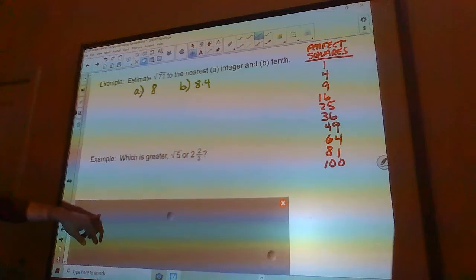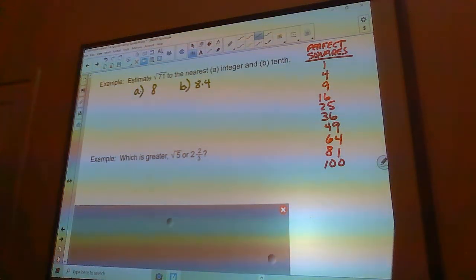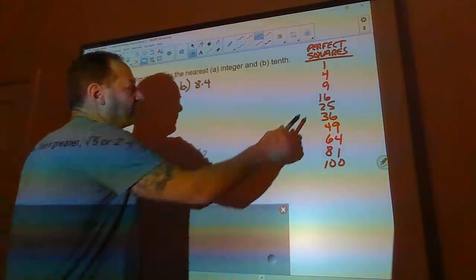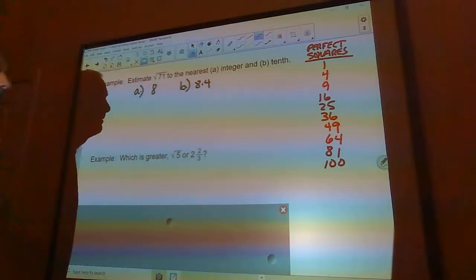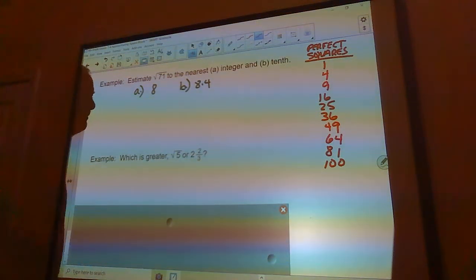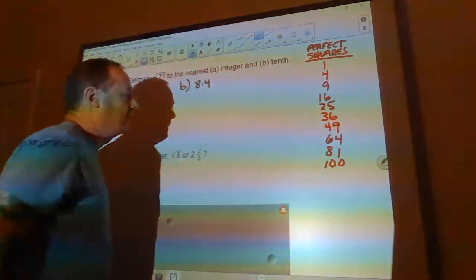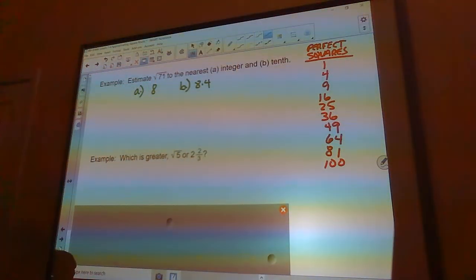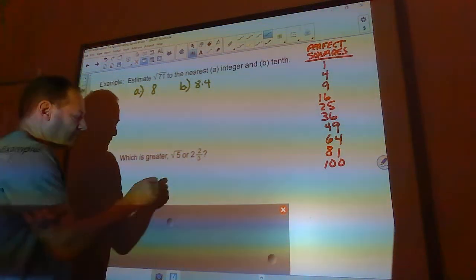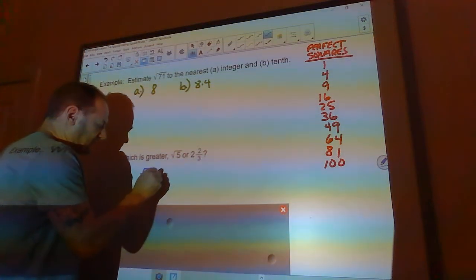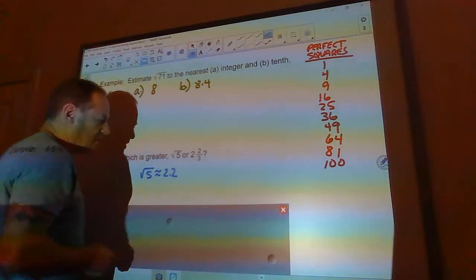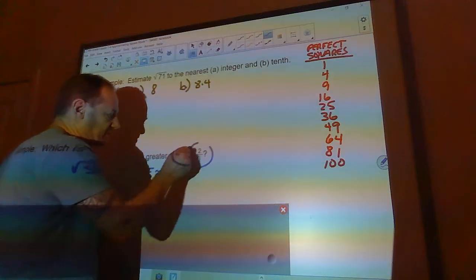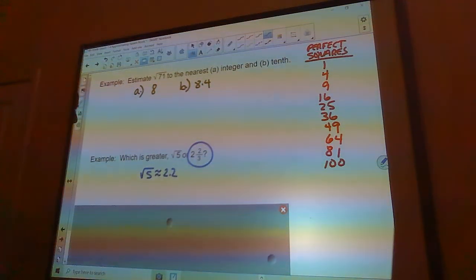Okay. Now, which is greater, the square root of 5 or 2 2/3? So the square root of 5, if I look on here, that's pretty close to 4. It's a little bit bigger than 4. But it's way less than 9, relatively speaking. So this thing is going to be very close to 2. I would guesstimate about 2.2. So square root of 5 is approximately equal to 2.2. So I would say that this is bigger since that's closer to 3.